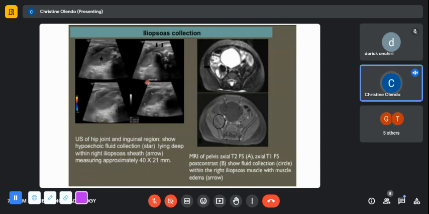So an iliopsoas collection. Here, let's say the presentation, if the abscess or the infection is on the psoas, the patient will be flexed and there will be pain on extension. So this is an ultrasound of the hip and inguinal region, showing a hypoechoic fluid collection, and this is the psoas muscle that is on top of the hypoechoic lesion that we see on ultrasound.